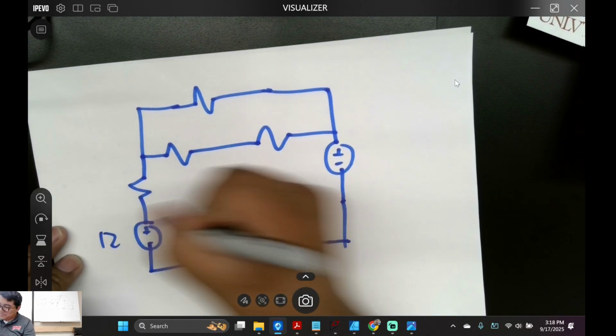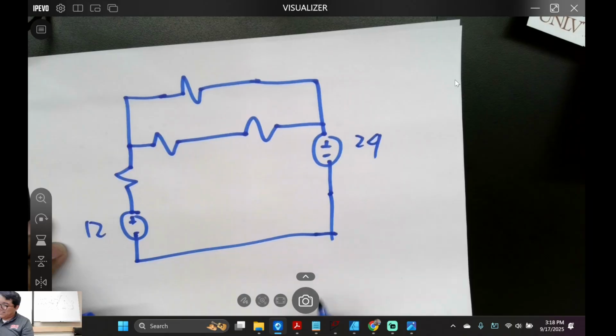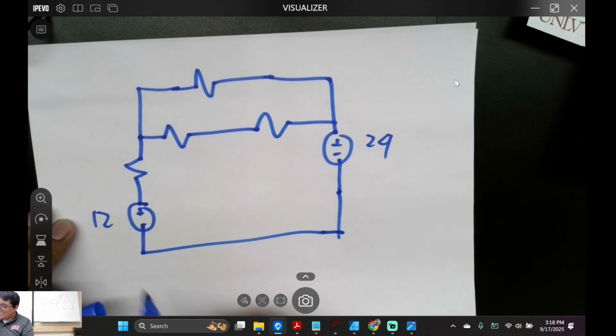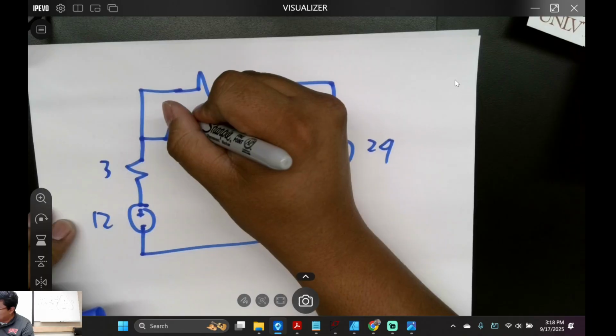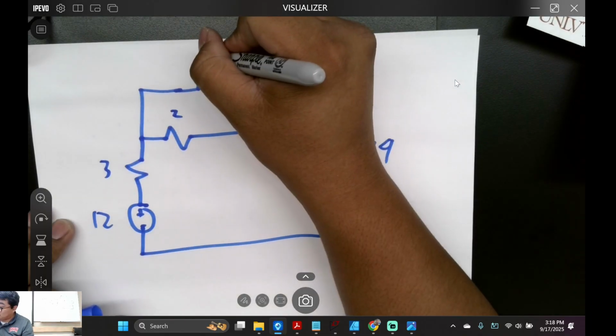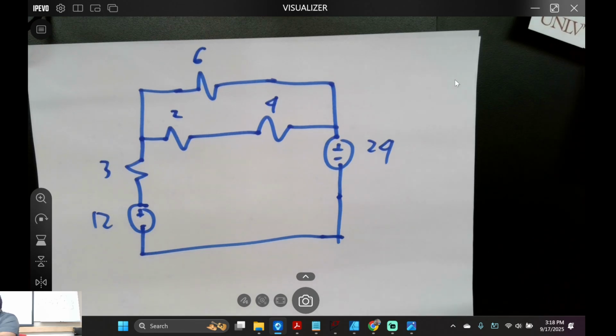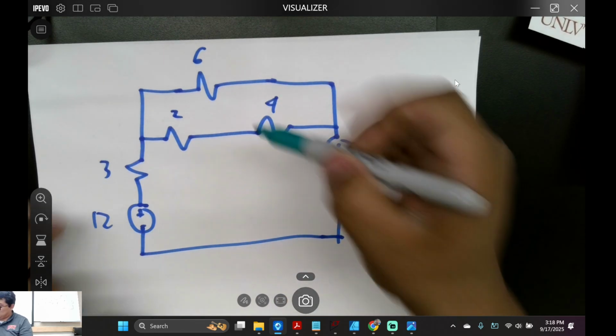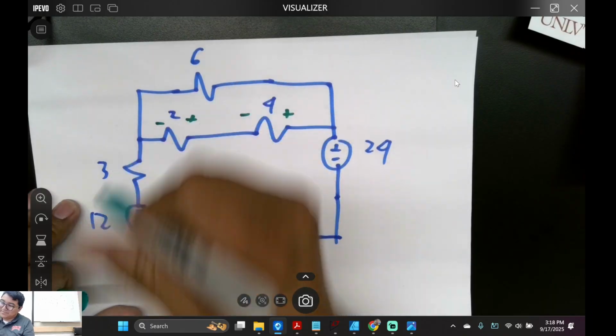This is 12 volts, right? This is 24 volts, right? It's at a higher potential because I drew it higher. 3. This is 2. This is 4. This is 6. Let's bring back the same nice turquoise color. Yeah, this is turquoise. Plus, minus, right?